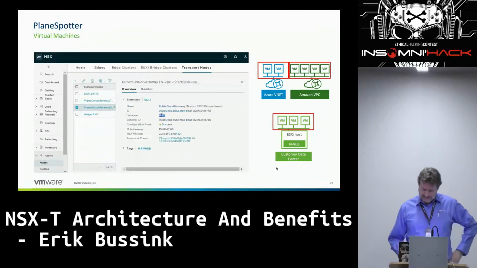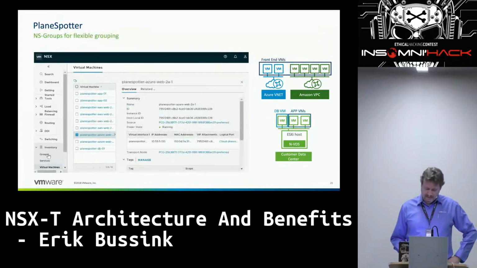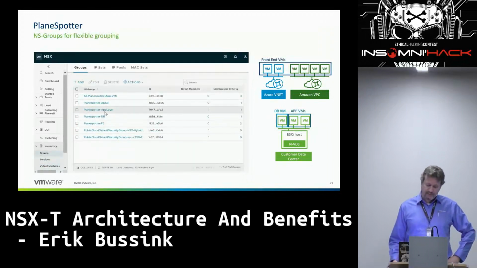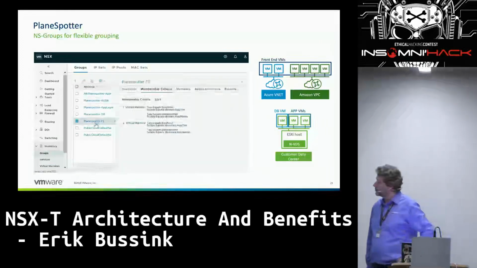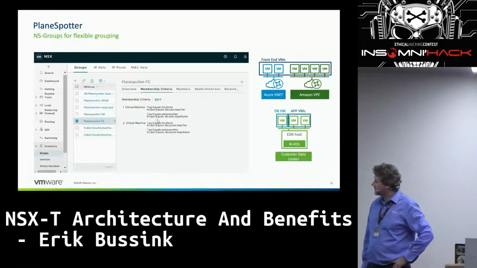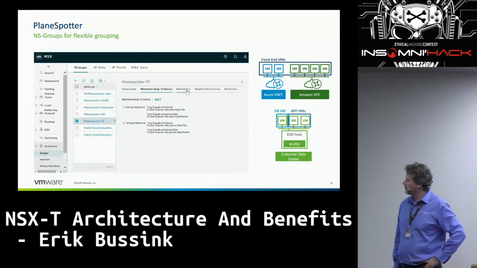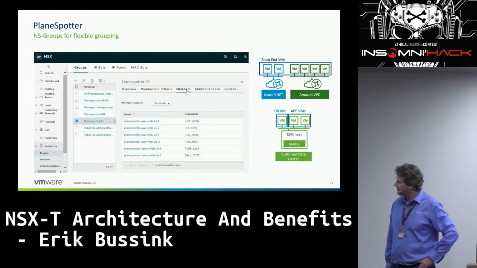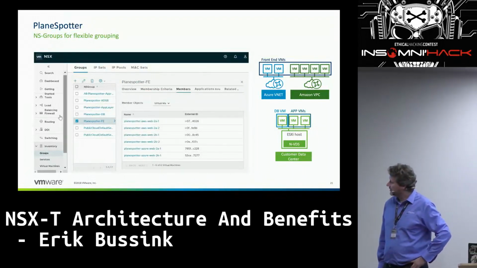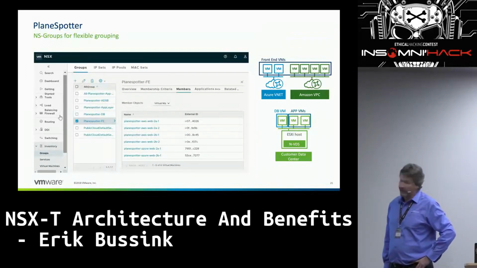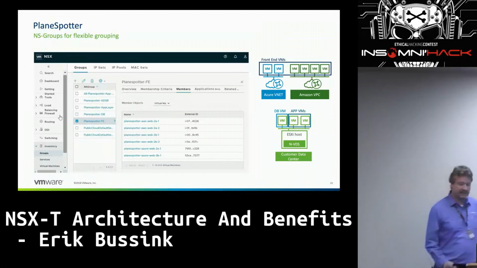So the next step, based on these tags, is that we're going to be able to group them. We've got different groups for the front end based on the tags, so you can use IP sets, VMs, and the tags. And we see that in this front-end group, we've got the 6 machines that have been discovered via the inventory.